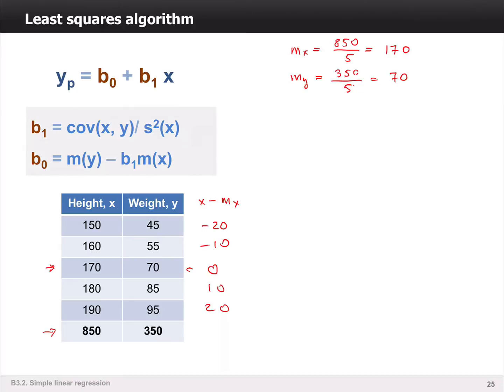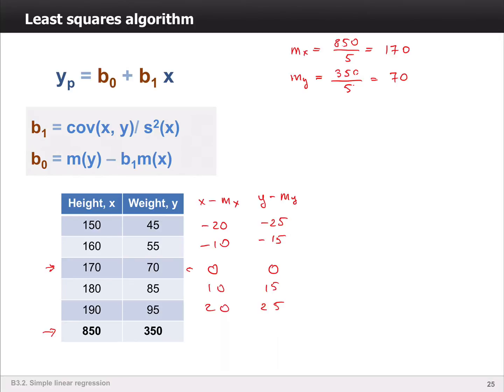Now let's calculate y minus my. So you have 45 minus 70, which is minus 25. Then you have 55 minus 70, which is minus 15. Then you have 0, and then you can calculate easily that you have 15 and 25. Okay. Now let's multiply these two values together.